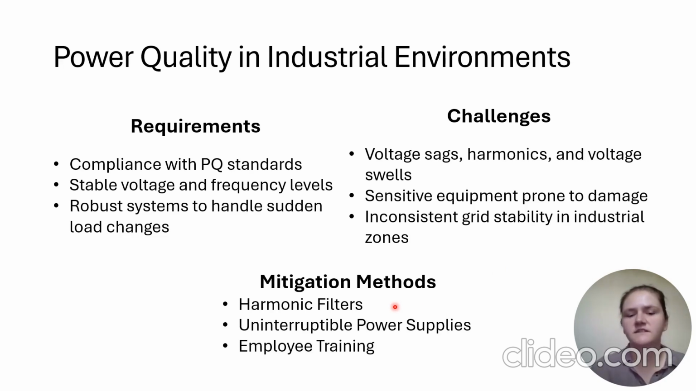These are harmonic filters, uninterruptible power supply, short form UPS, and employee training. Harmonic filters are in a passive form or in an active form. The passive form is mostly just a low pass built with a resistor and a capacitor, and an active filter is a low pass combined with a non-inverting amplifier. The UPS keeps the power grid stable, and there are not only machines working in the industry, there are also employees, and employee training is important to prevent failure.